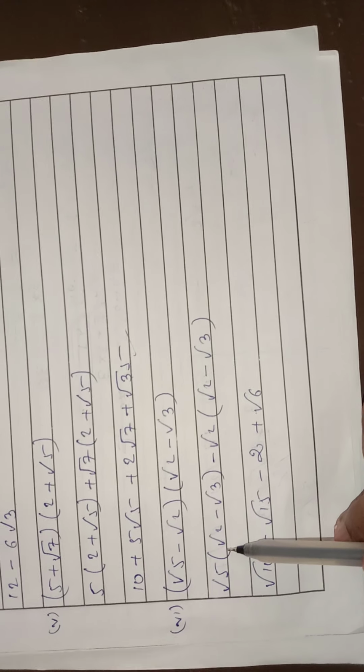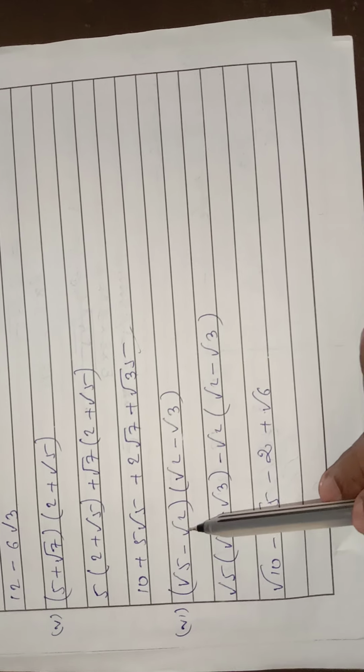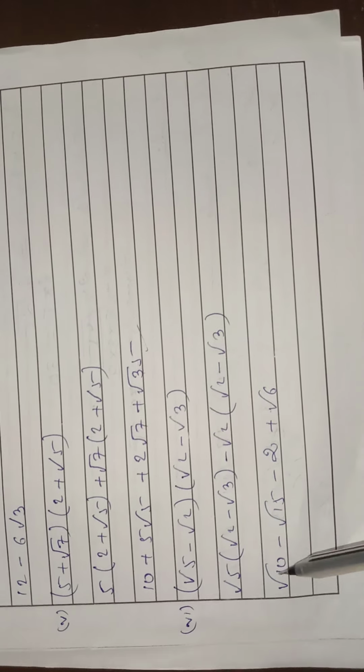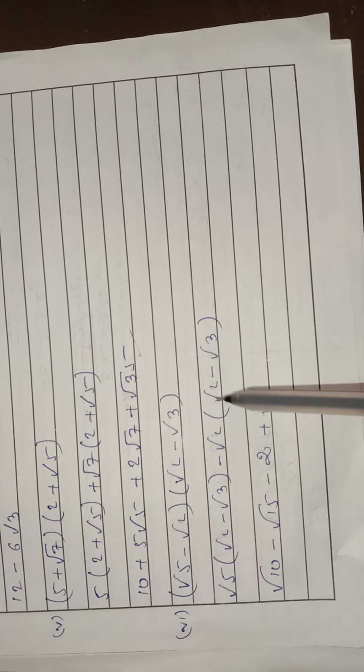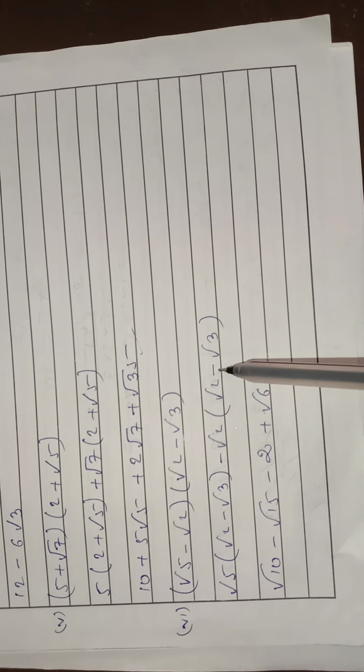Here same condition. Root 5 multiplied by both the numbers. Minus root 2 multiplied by both the numbers. 5 2s are 10, 5 3s are 15, 2 2s are root 2, because root 2 times root 2 means 2. Minus minus plus, 3 2s are 6.